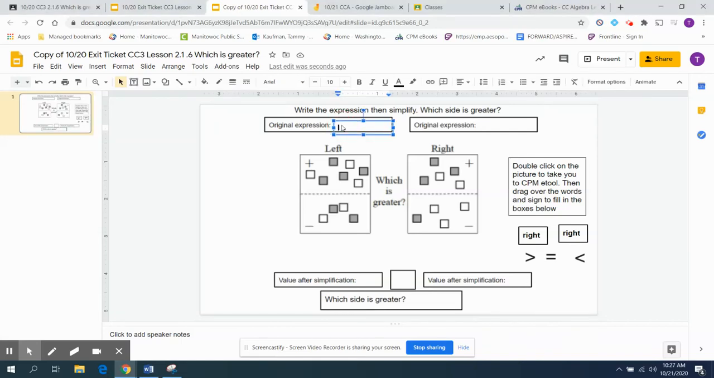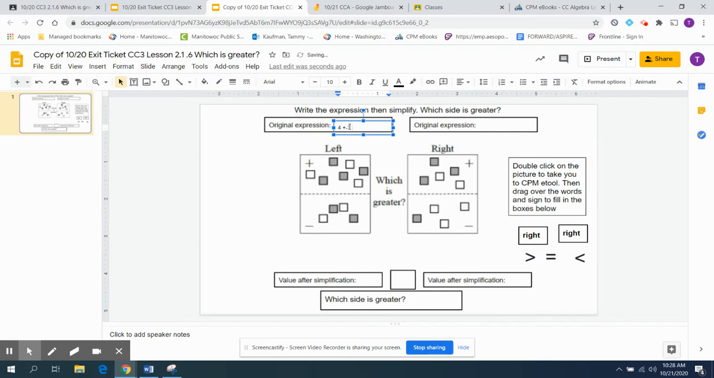Okay, so today we're going to practice which is greater, doing our simplification. I'm going to start with writing what I see. So I start with the top, and I have 4 unit tiles on the top. I know that they're positive because they're shaded in, plus -3 unit tiles.